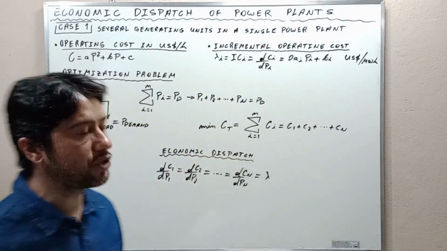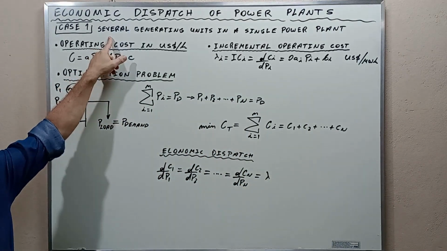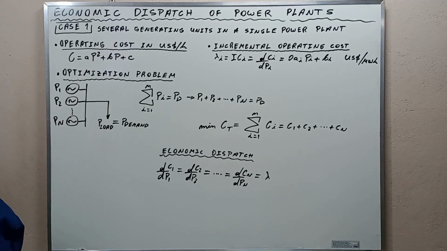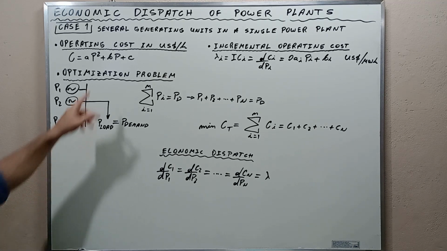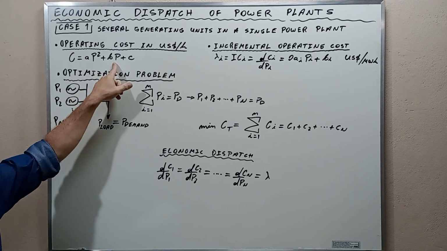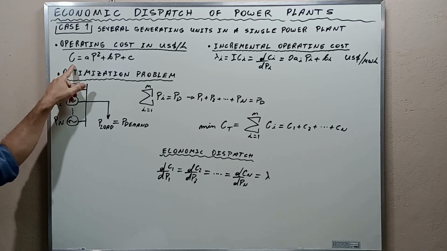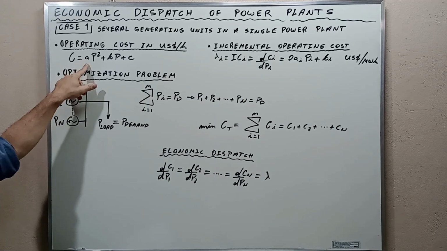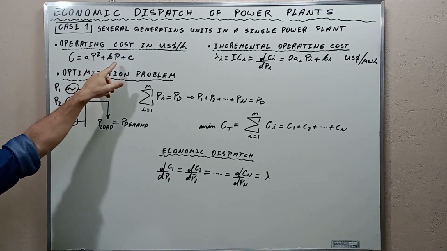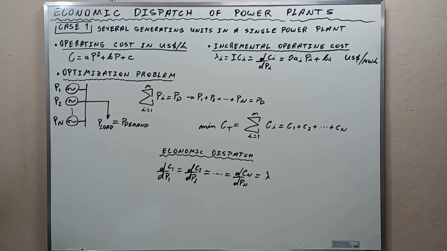Case 1 is that in which several generating units of a single power plant are dispatched to feed a load center. The cost of operating a generating unit in dollars per hour in terms of the power output is: cost is equal to AP squared plus BP plus C, where P is the power output and A, B and C are cost coefficients.